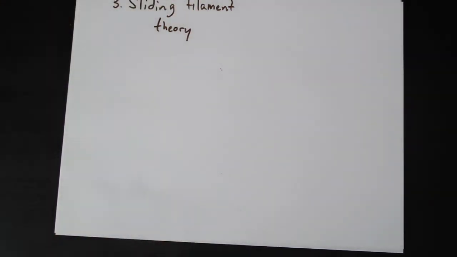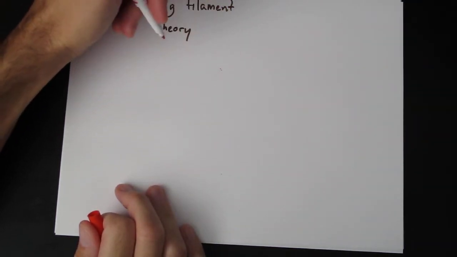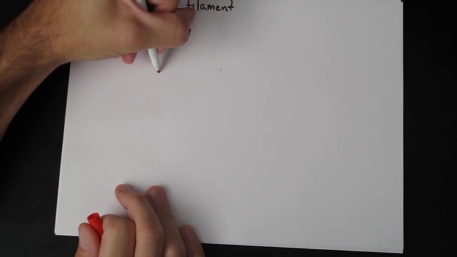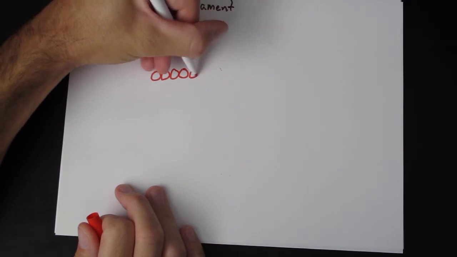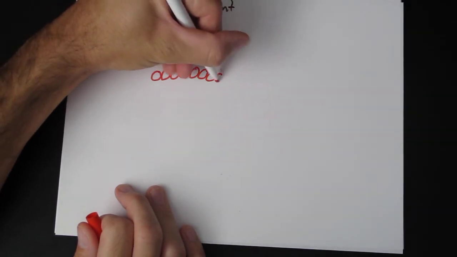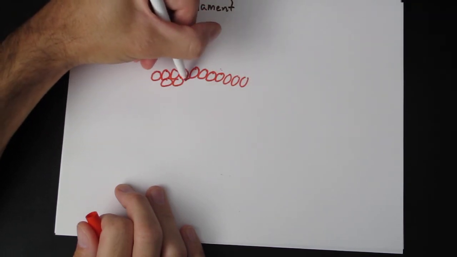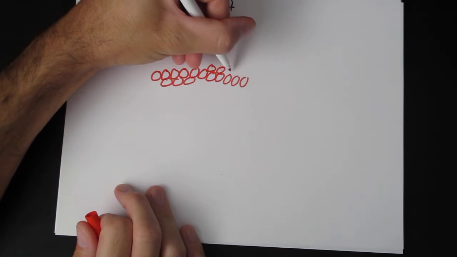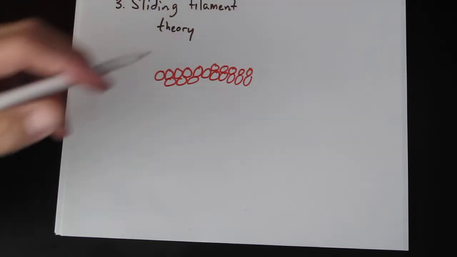The sliding filament theory. Now we have to look specifically at those actin and myosin filaments that we discussed a little bit earlier, those thick and thin filaments. If you remember, our actin looks like this, right? It's these little individual proteins that make up this strand. It looks something like this, and they're kind of wound around one another.